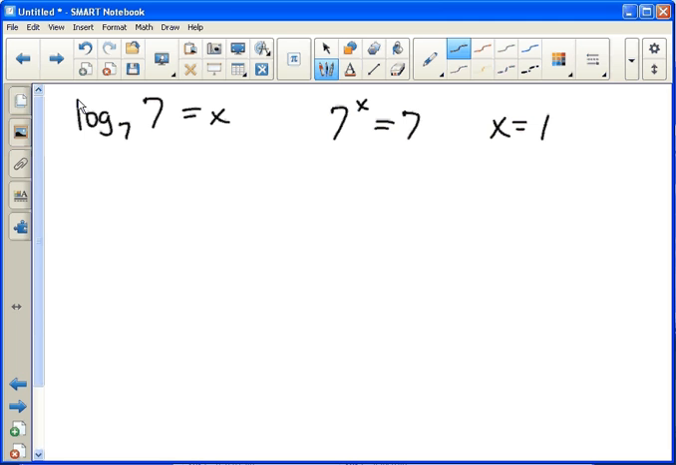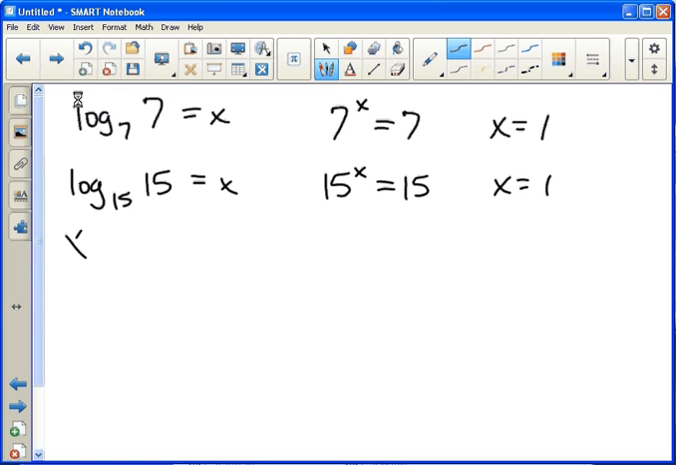Okay, let's say we did log base 15 of 15 equals x. Again, you'd get 15 raised to the x equals 15, so x would have to be 1. It turns out, anytime those two numbers match, your answer is always 1. And hopefully it's clear when you convert it over to an exponential why that would be.